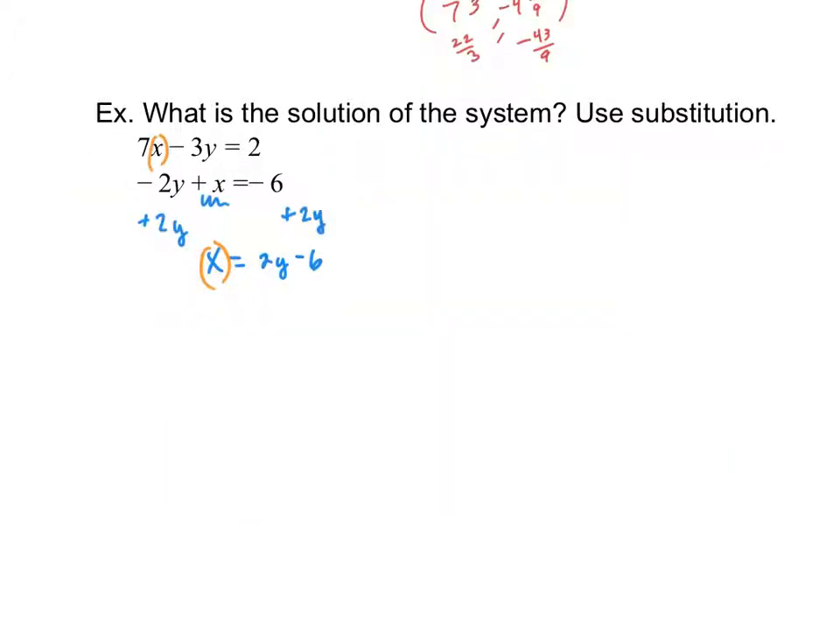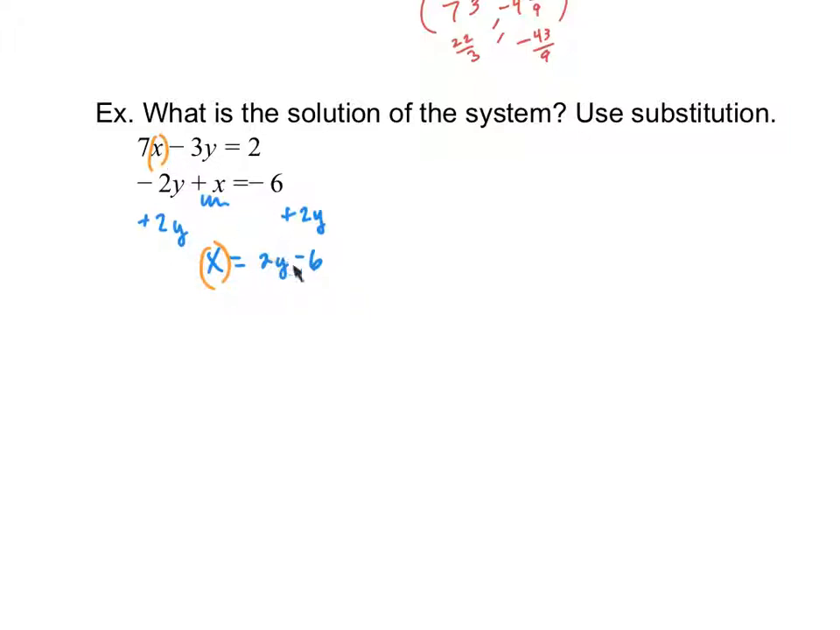Okay, so talking about what the solution of this system is, where I have 7x minus 3y equals 2, and negative 2y plus x equals negative 6. Well, remember, when we're using substitution, we're looking for a variable that is isolated or is easily isolated to solve for, so we can do our substitution. It looks like that x is by itself, so we did some inverse operations. We moved 2y over to the other side, so it turns out that we have x is equal to 2y minus 6, so we can go ahead and do this substitution.